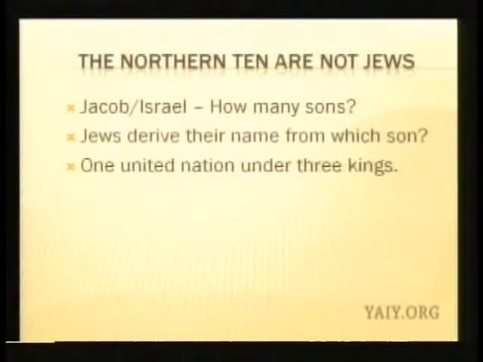That's correct. And now let's look at the division into two nations. The northern ten are not Jews. Jacob or Israel had how many sons? 12. And the Jews derived their name from which son? Judah. They were one united nation under three kings, Solomon, David, and Saul.